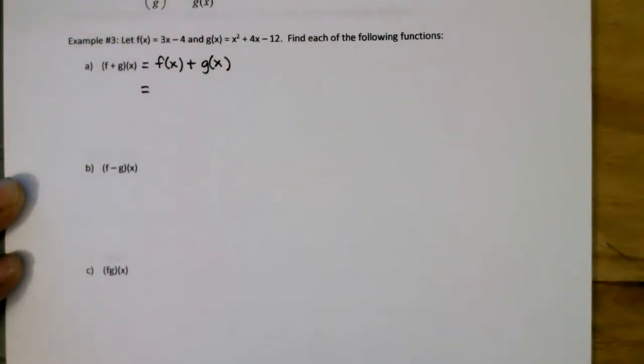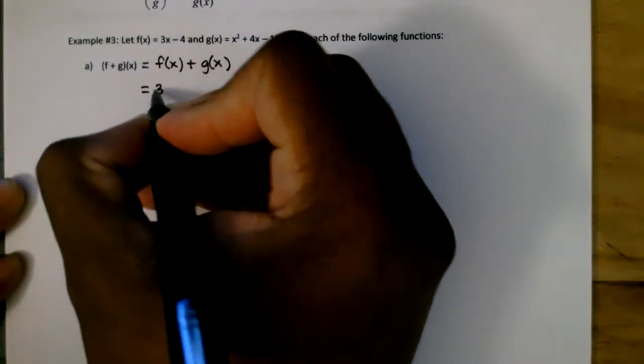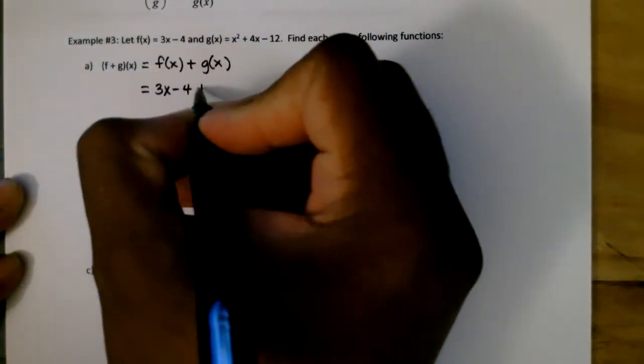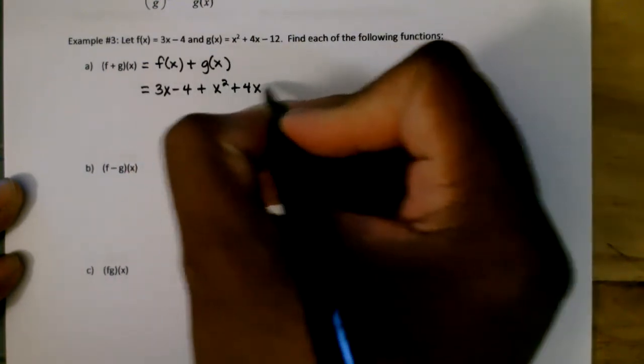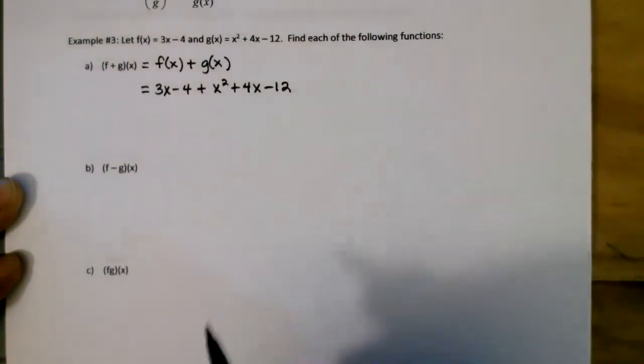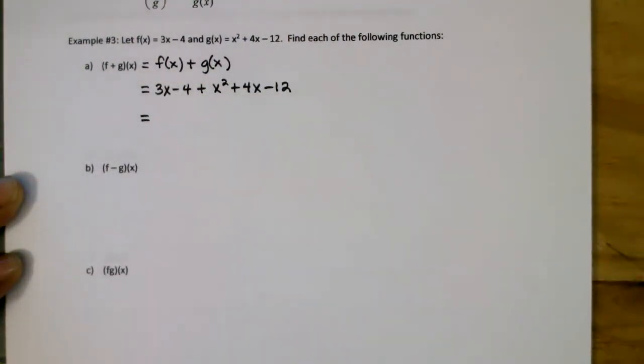f of x plus g of x. And f of x is 3x minus 4, plus g of x is x squared plus 4x minus 12. And now let's combine like terms here. And I'm going to put these in descending powers here.